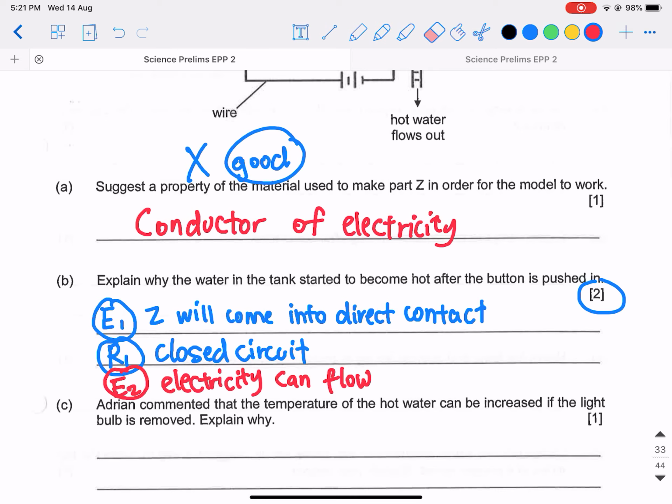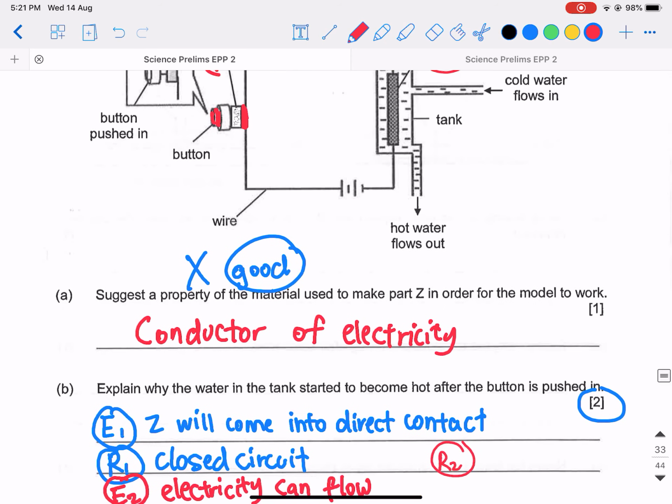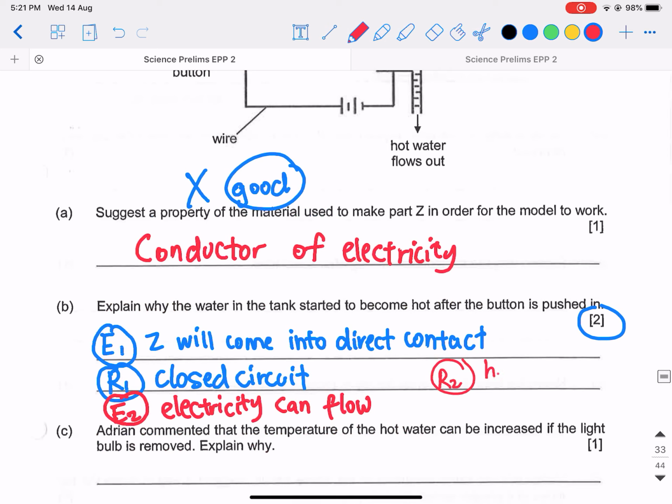Maybe not to, because we can leave this to the final result. When you have electricity flowing, what happens? I see a heating plate. The heating plate will be switched on, or it can be activated, it can be powered on. Okay, then that kind of already explains how the water is heated up.